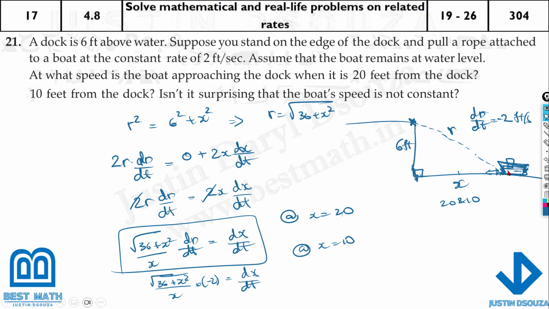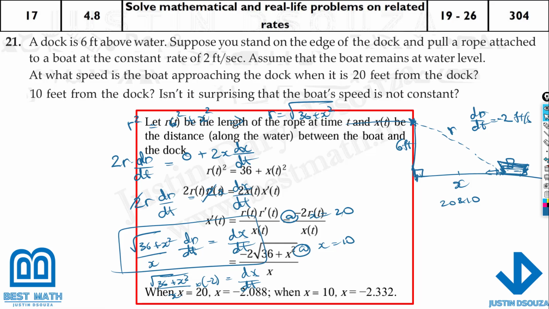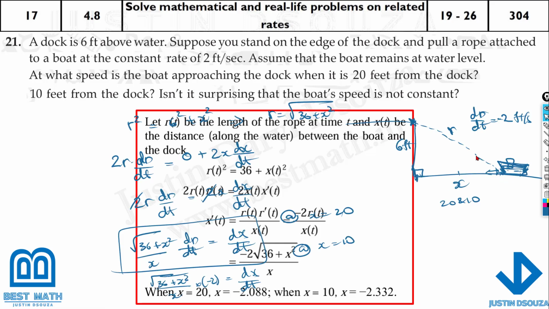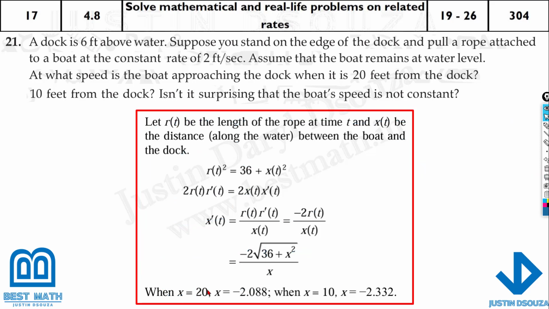See, as the boat is moving, initially, if there is some rate of change and it's going closer and closer, it increases the speed. It increases the rate of change in the horizontal axis. That's the reason. So yeah, these two were the answers. It's negative because it's coming closer. See, this boat is moving towards the dock. And here we are getting at 20, x is minus 2.088, and here minus 2.332.